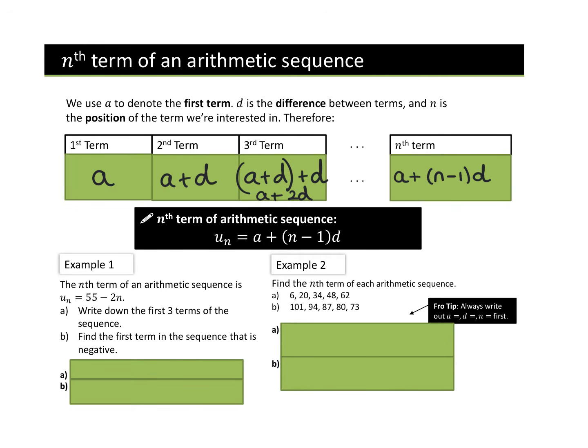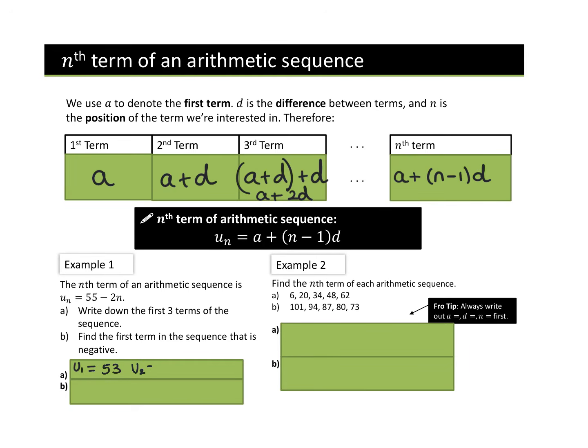So, here we go. These are 2 types of examples. The nth term of an arithmetic sequence is Un equals 55 minus 2n. So the nth term, this is saying the formula to find any term in this sequence is given by 55 minus 2n. So if I said to you, write down the first 3 terms. So the first term is U1. So what would I do? I would substitute 1 in for n, so it's 55 minus 2, which is 53.